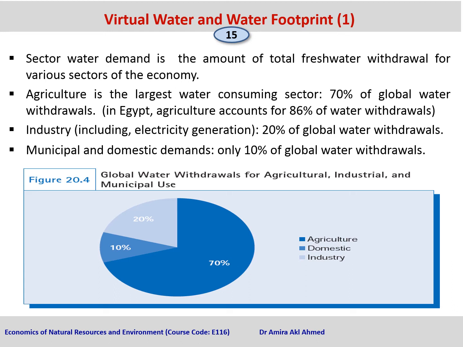Although 80% of the world's cropland is rain-fed, the 20% that requires irrigation produces 40% of the world's food supply. The water needed for irrigated agriculture amounted to 70% of global water withdrawals. Another 20% of global water withdrawals is for industrial demands, including electricity generation. Only 10% of water is used to meet municipal and domestic demands.